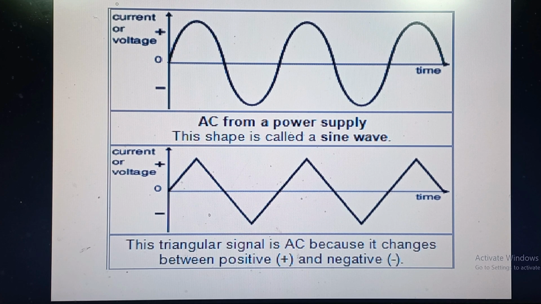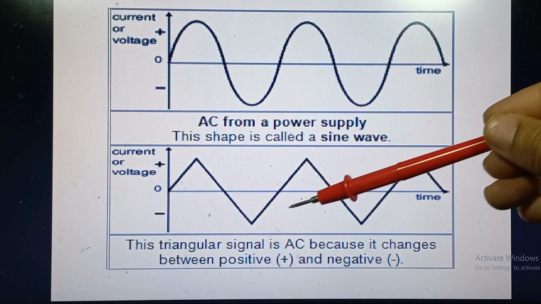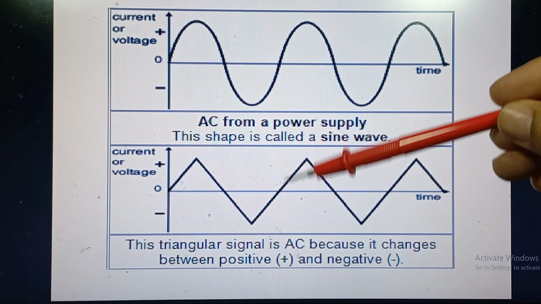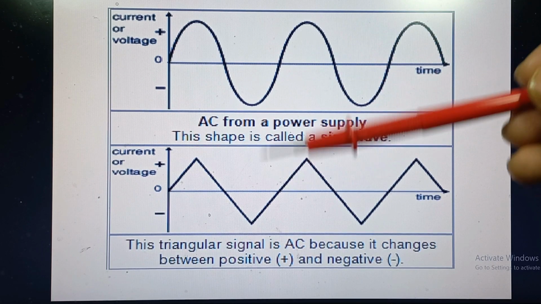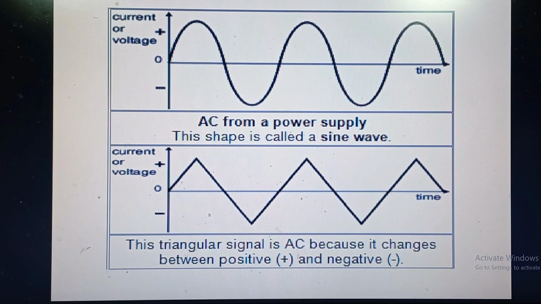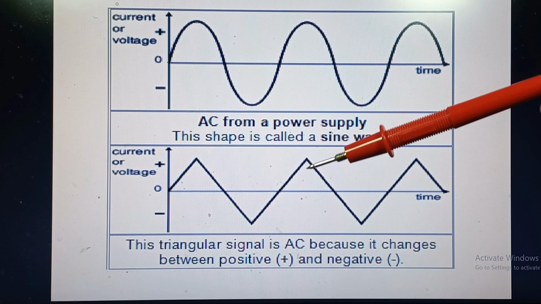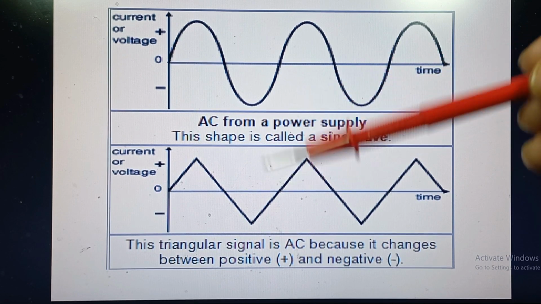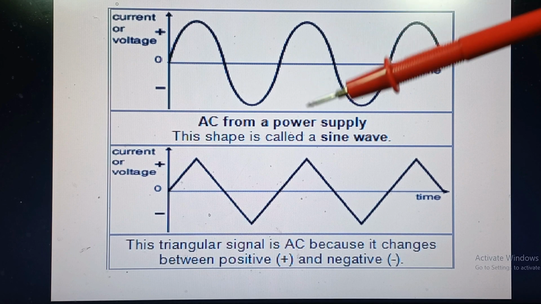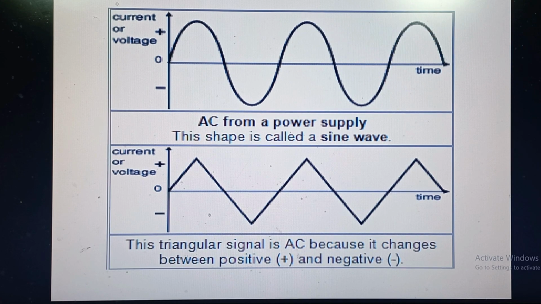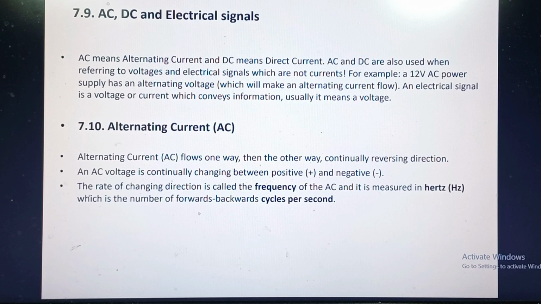Similarly, we can have another wave shape which is a triangular wave. And in digital electronics, you will use many other wave shapes which we'll discuss later on. Those wave shapes are rectangular or square waves. Here in this topic, we'll discuss AC, DC, and electrical signals, how they look like. AC means alternating current and DC means direct current.